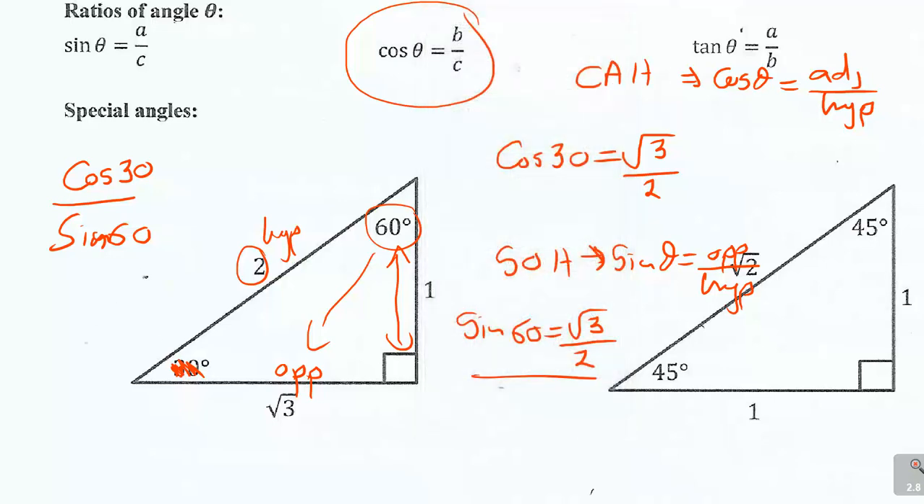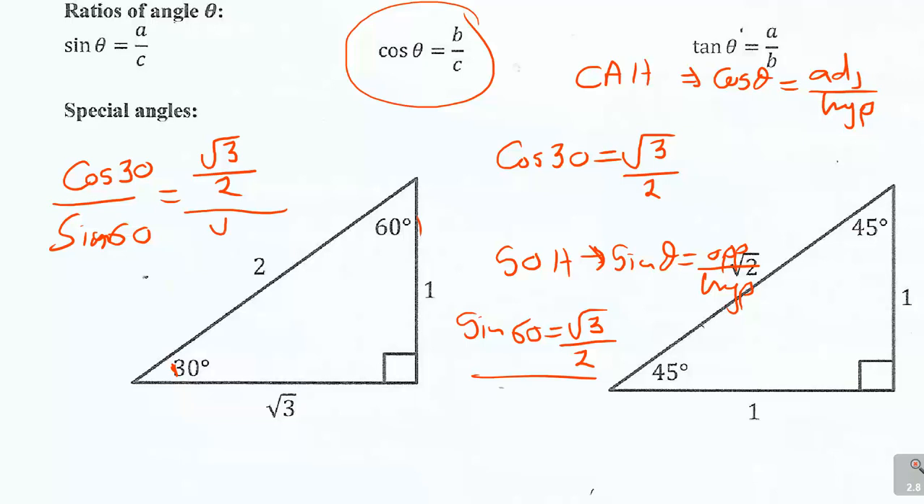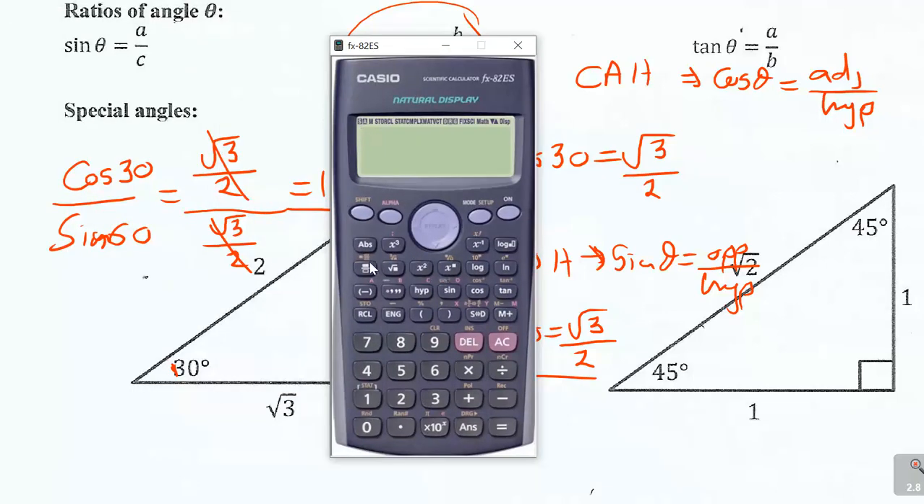So here you are going to solve it and say, going forward, cos 30 is equal to root 3 over 2, all over sine 60, which is root 3 over 2. So that cancels that. The answer becomes 1. Test it again with the calculator: cos 30 over sine 60. You can see that it simply gave us a 1. So that was the part.